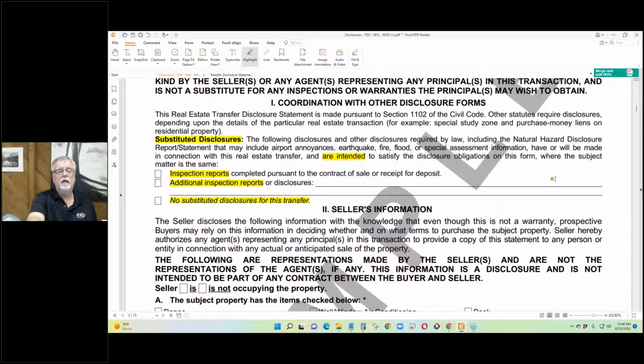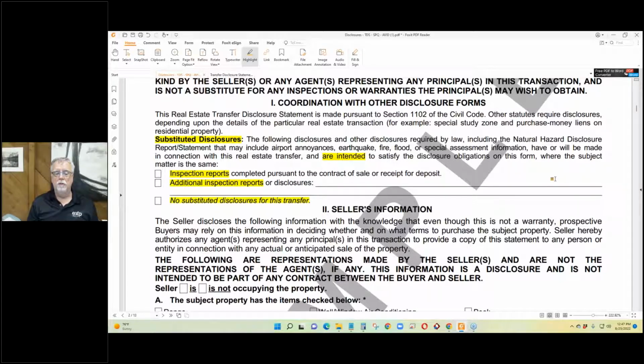Notice what this says. This disclosure would be intended to satisfy the disclosure obligations on this form, where the subject matter is the same. So I would be asking you, if I have a property inspection, does that satisfy the seller's obligation to do a TDS? And the answer is no, it does not. What if I have a termite report and a roof report?